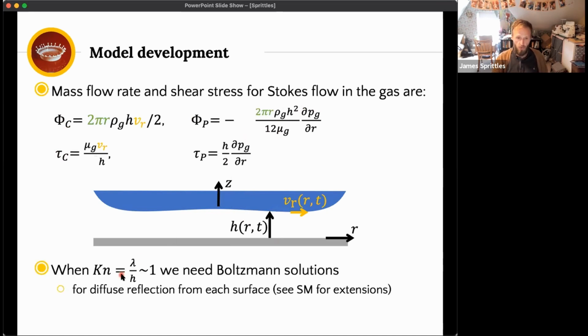As I mentioned before, the problem is that we don't want Stokes flow. What we want are solutions to the Boltzmann equation. For simplicity, I'm going to start thinking about diffuse reflection from both the solid and the liquid. So that means essentially particles come into these and are ejected with equal probability in all directions, unlike specular reflection where particles come in and then rebound off like a tennis ball on a wall, essentially.